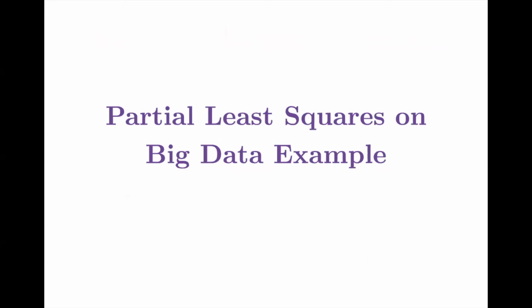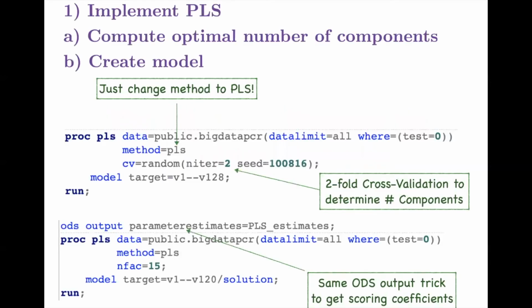I'm going to show you an example of this using the big data problem that was introduced in the last optional video. And to implement PLS, we don't have to change much. In fact, the only thing we have to change is this method to PLS. And again, I'm doing twofold cross-validation to determine the number of components. I'm only putting in the training data to this operation. And again, I have to admit, I didn't even run this cross-validation procedure because I know that it's going to output the maximum number of factors, which is 15.